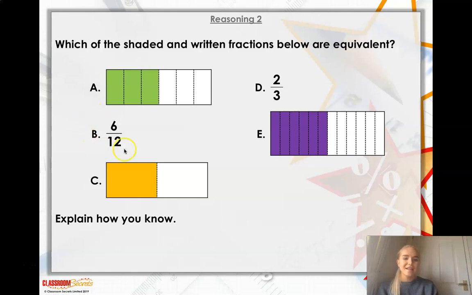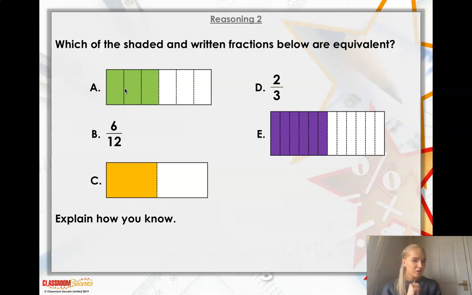Now, if we had 6/12, what is that the same as? If we had 12 altogether and we split it in 6 parts, that's also the same as half, isn't it? Because 6 is half of 12. So that would be half of our shape, which was our 6th. Oh, okay. Now this shape here, this looks quite like A, doesn't it? That's also half.